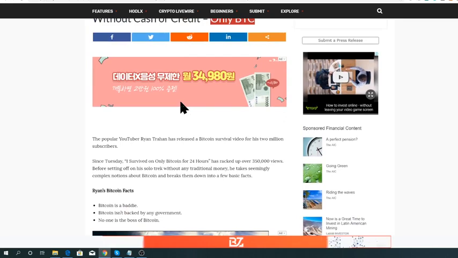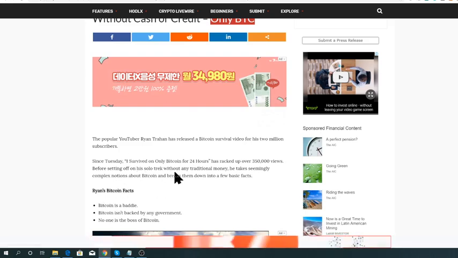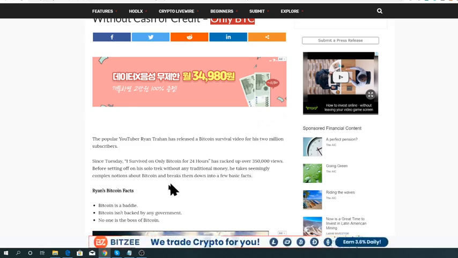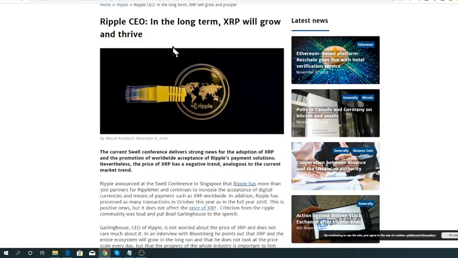But the condition for that is the stores have to accept our coin. At present, most of the stores, if accepting cryptocurrency, are accepting Bitcoin. So for a trial, trying the survival on Bitcoin for 24 hours is actually good. And that's good news. People are trying that, to see if it's possible to do that.